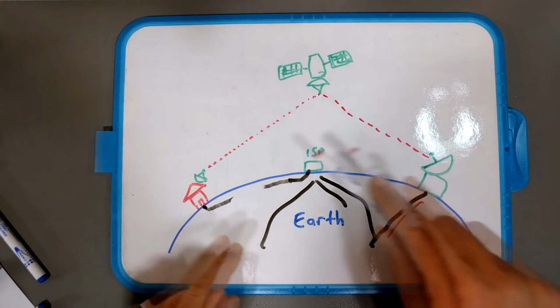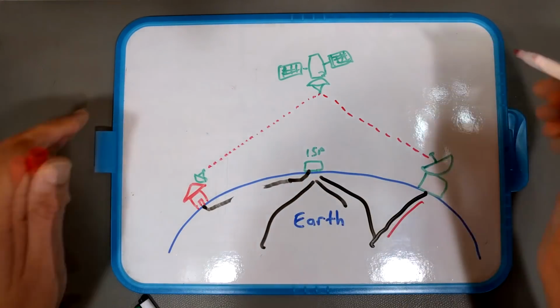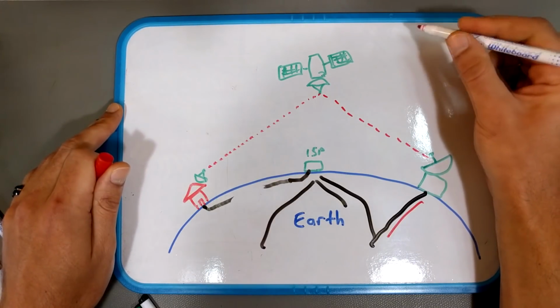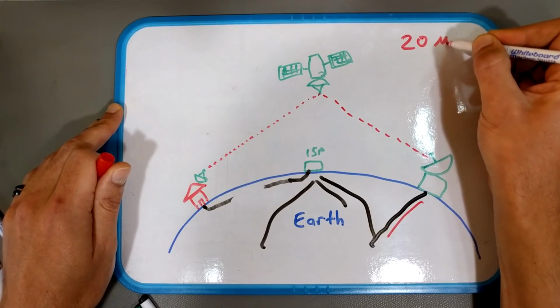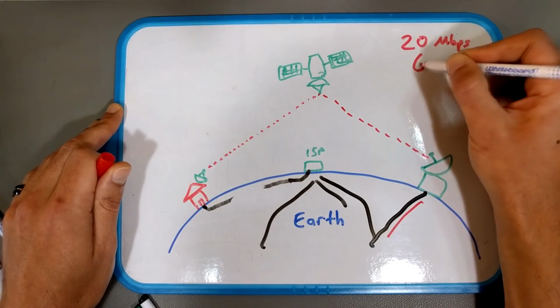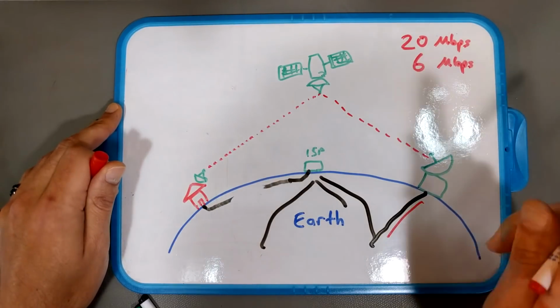So the problem with satellite internet is the speed, the bandwidth can be very high. I actually have a satellite internet connection, and the download speed is 20 megabits per second, and the upload speed is 6 megabits per second. Now that may sound great, right? But there are two problems.